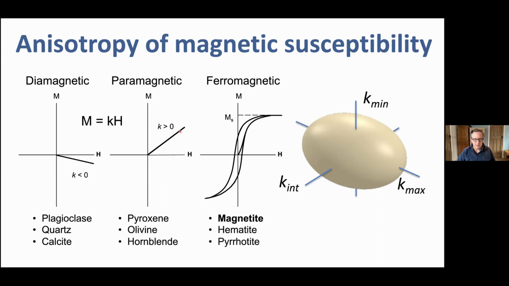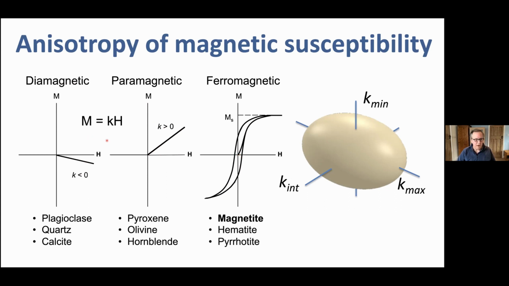line is the susceptibility. And then the most important minerals that we have in magnetism are the ferromagnetic minerals like magnetite. And these don't have a simple relationship like this. They have this sort of hysteresis loop, but there is a linear relationship at very low fields. So strictly, we should call this anisotropy of low field susceptibility.